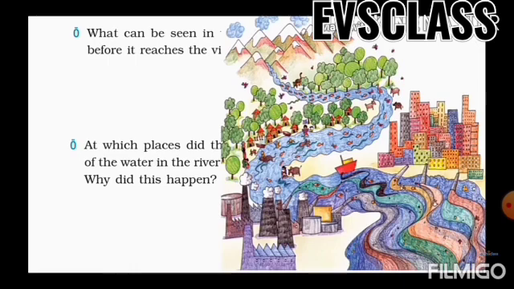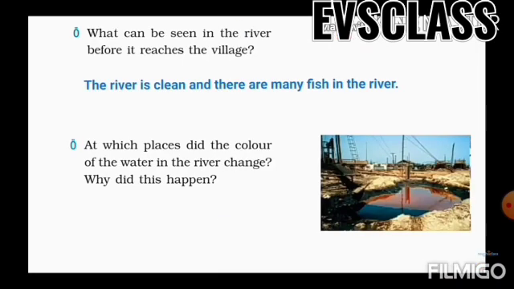So look at the picture, students. Here is where the river flows through the village, and so many fish are there. See the picture carefully. The river is clean and there are many fish in the river. Understood, students? Now the next question: at which places did the color of the water in the river change?